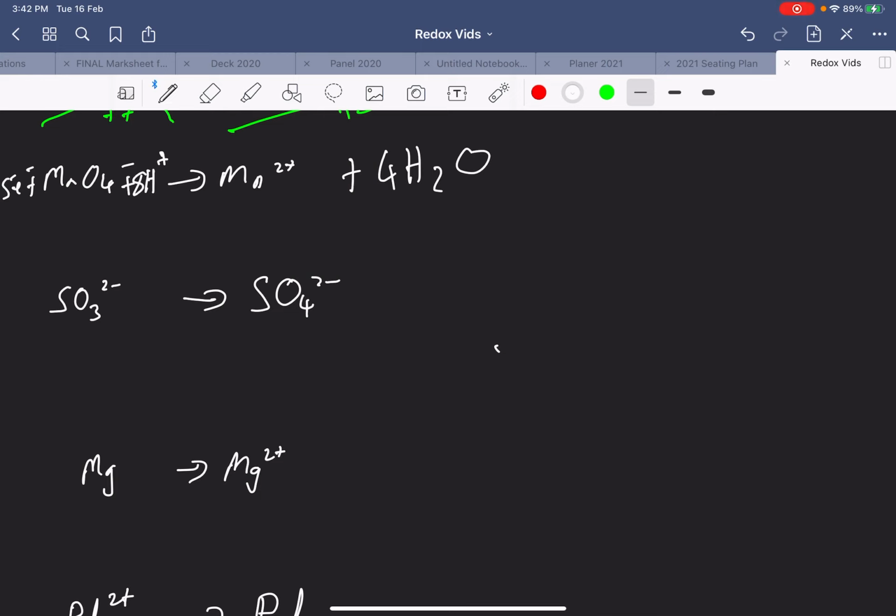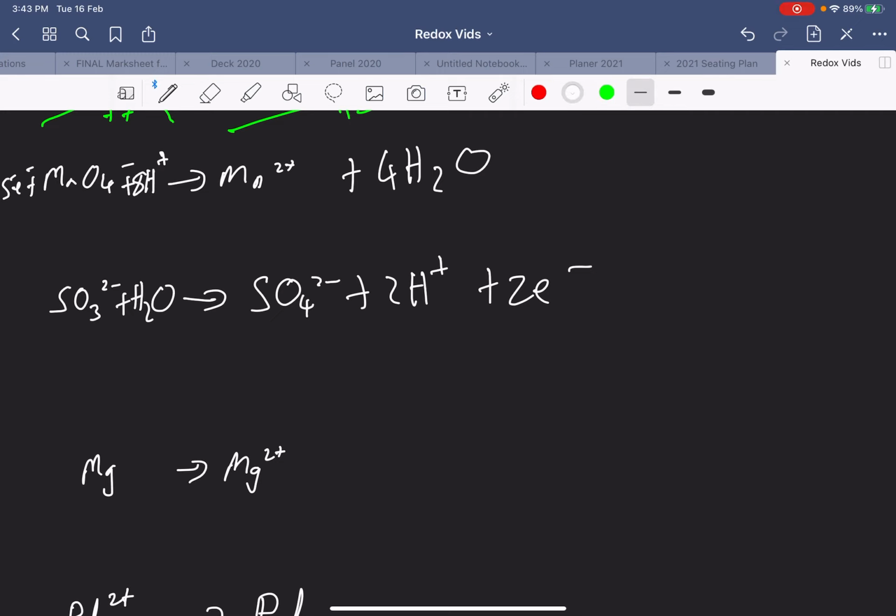Okay, the next one, sulfite to sulfate. Okay, sulfur is already balanced. Okay, oxygen isn't. We need to add 1 oxygen to the left, sorry, in the form of water. To the right, we're going to add 2 hydrogens to balance those 2 hydrogens we just added. Okay, there's 2 negatives on the left, and there is 0 on the right, so we're going to add 2 negatives to balance that charge. And we're done.